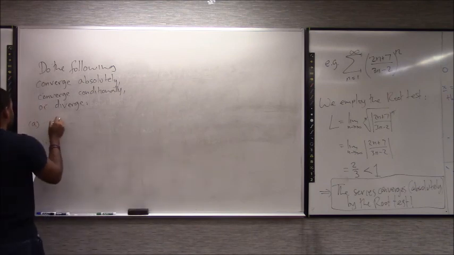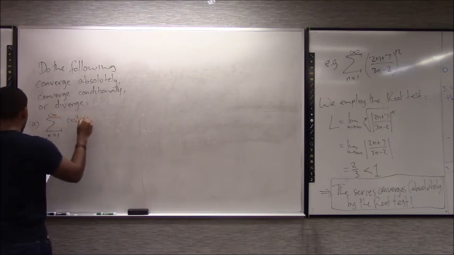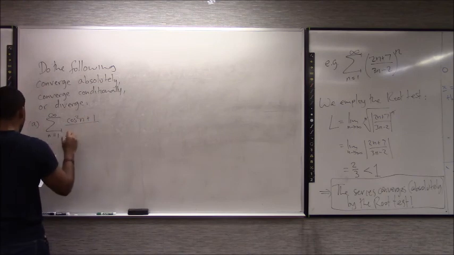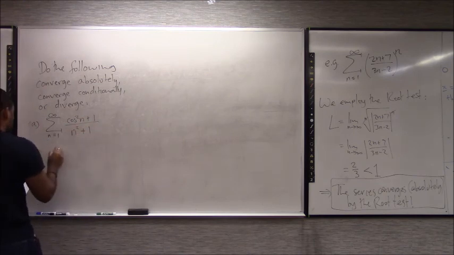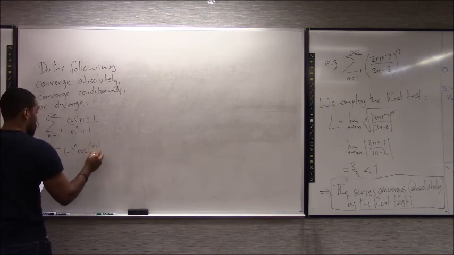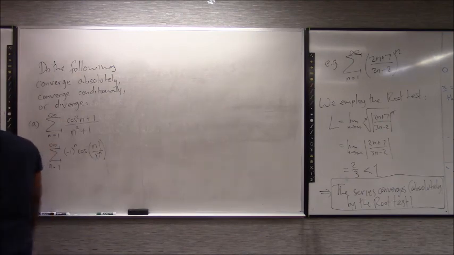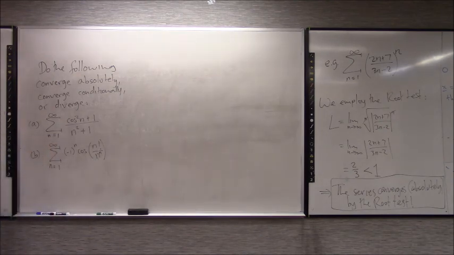Here's the first series. It goes from 1 to infinity of cosine squared of (n plus 1) over (n squared plus 1). Second series: (minus 1) to the n, cosine of n factorial over n to the n. It goes from 1 to infinity. I want you guys to try that. Put your series muscles to the test.